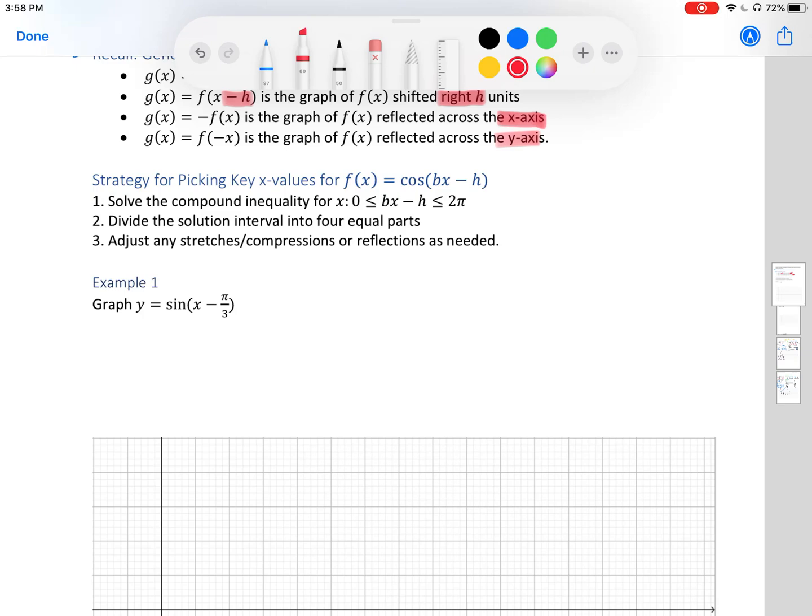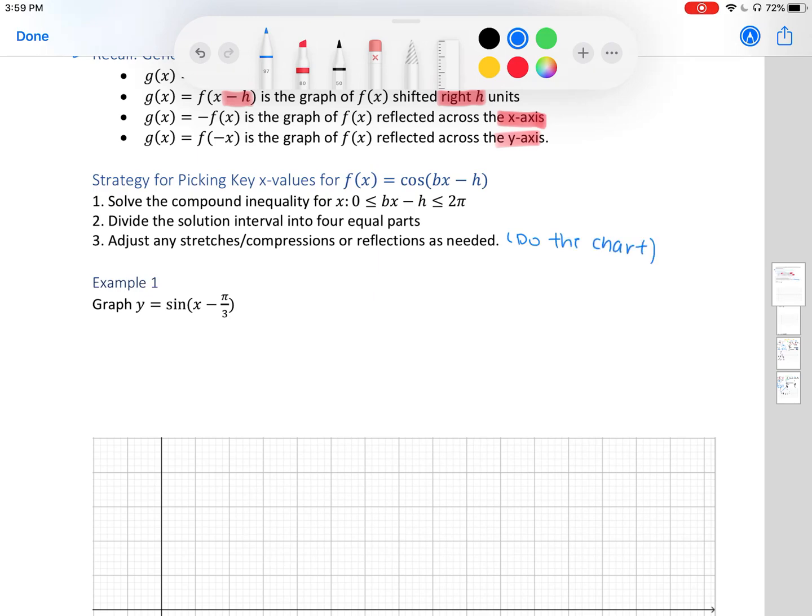Strategy for picking key x values for a function, such as cosine of b times (x minus h). Solve the compound inequality for x: 0 is less than or equal to b times (x minus h), less than or equal to 2 pi. Divide the solution interval into 4 equal parts. Adjust any stretches, compressions, or reflections as needed, and this is found when you do the chart.